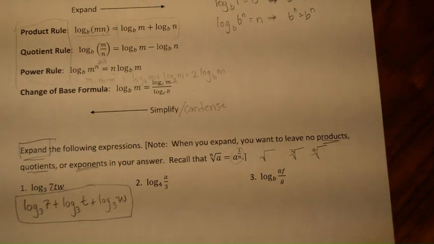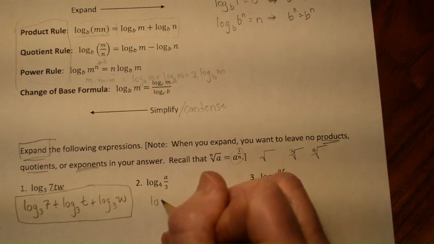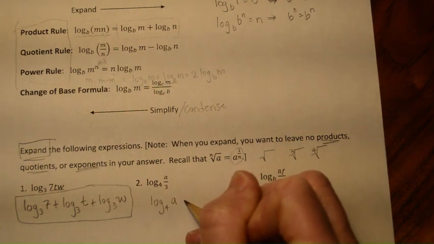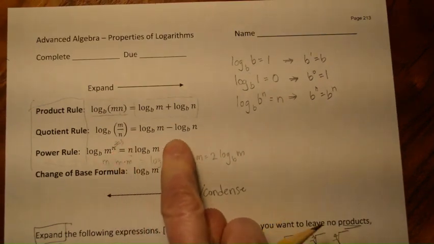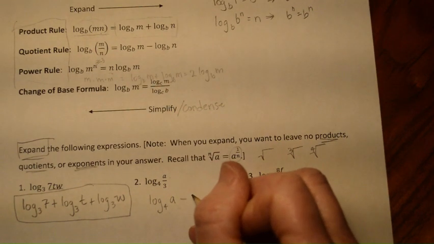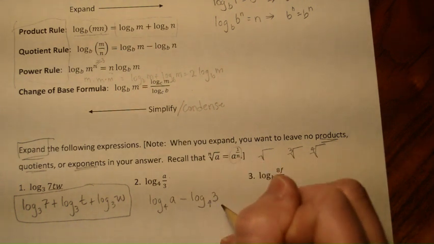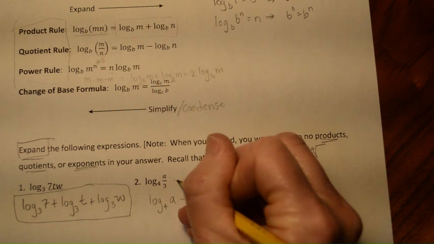All right, and the second one, I see no products, but I do see a quotient, a divided by 3, and I don't see any exponents. So we're just going to use the quotient rule. So this would say log base 4 of a minus, because that's what the quotient rule says, that I subtract the 2 of them. Log base 4 of a minus log base 4 of 3 is equal to this.